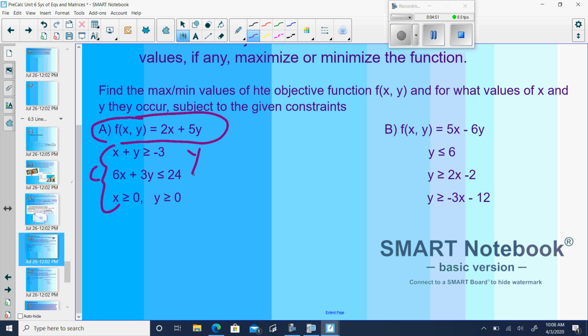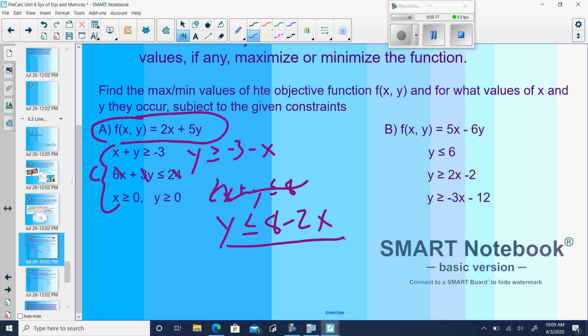So here, that's going to be y is greater than or equal to negative 3 minus x. Here, 3 goes into 6, 3 goes into 3, and 3 goes into 24. So I'm going to factor a 3 out of everything, right? So that's going to give me 2x plus y is less than or equal to 8. So that actually tells us that y is less than or equal to 8 minus 2x. So 1, 2, 3, 4 constraints. What does that look like when we graph it?